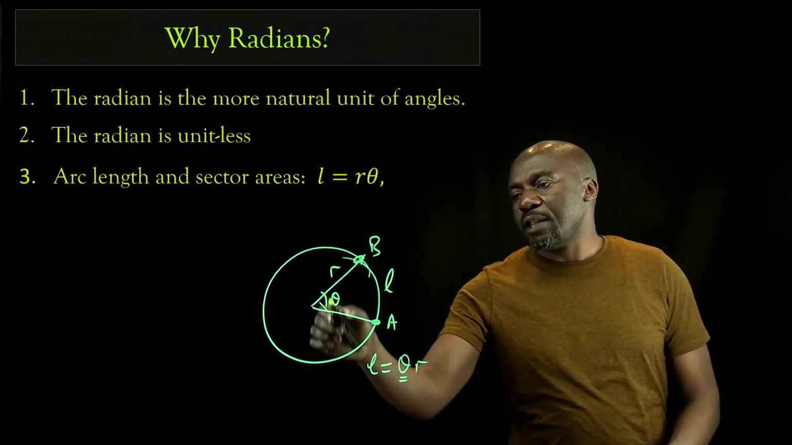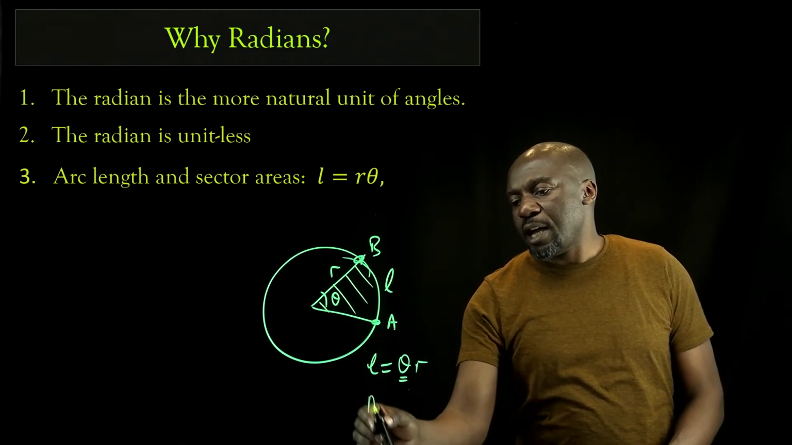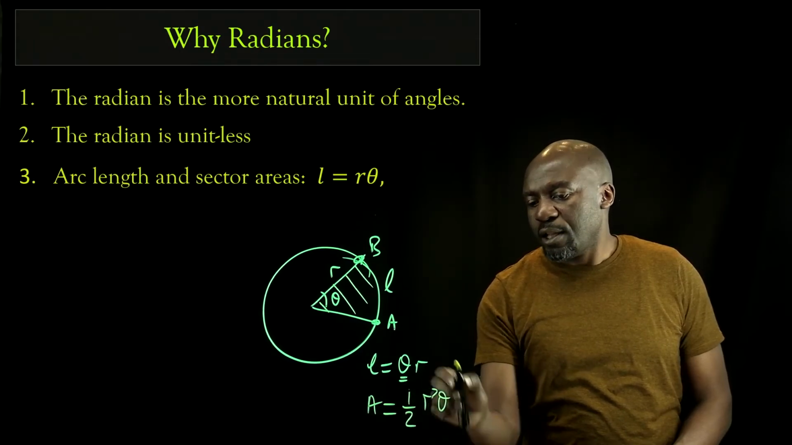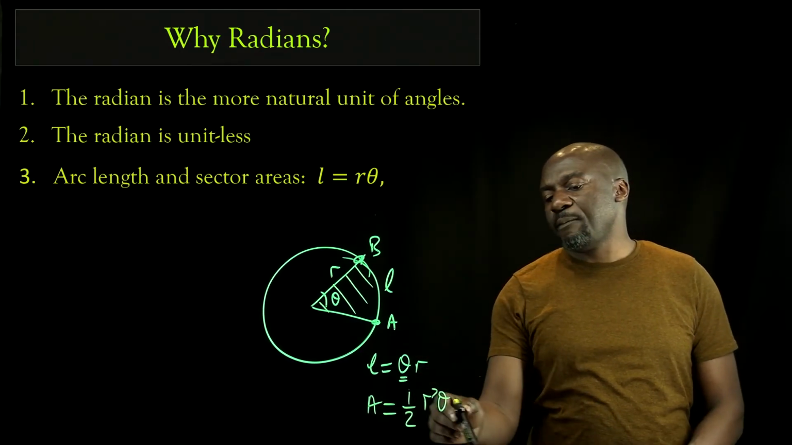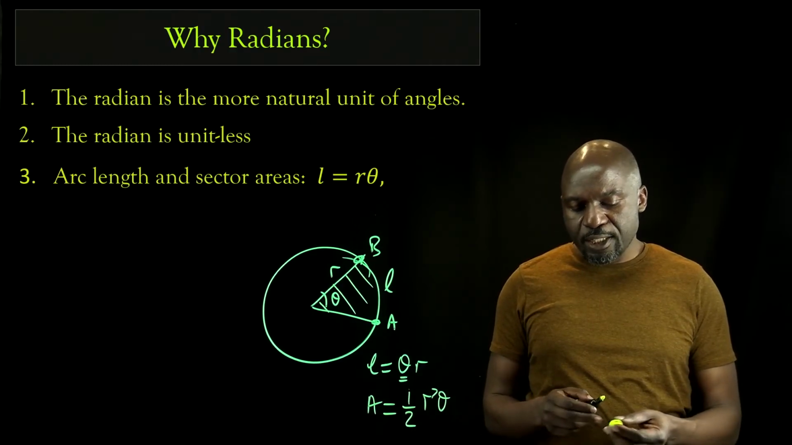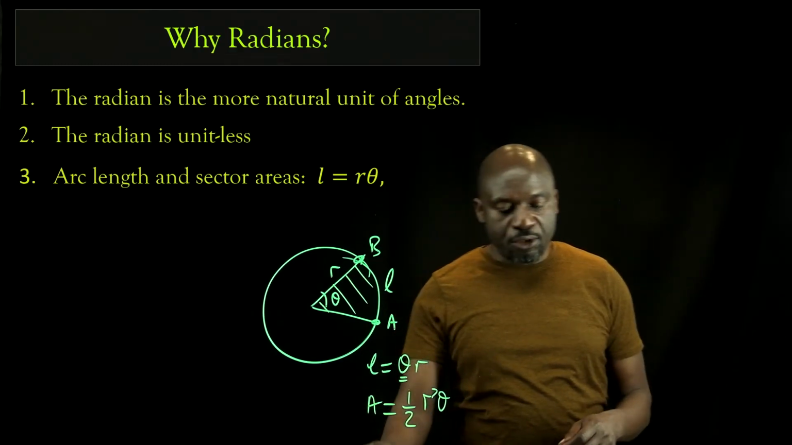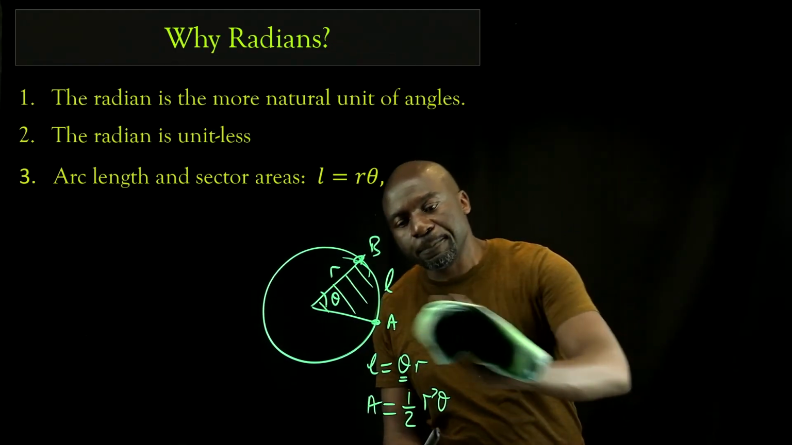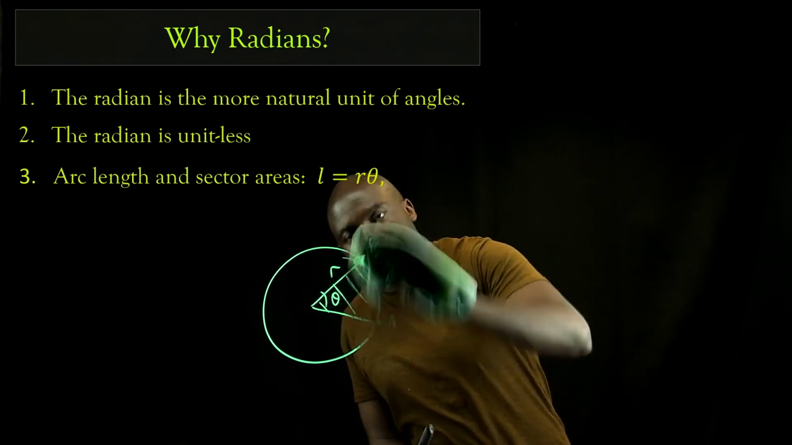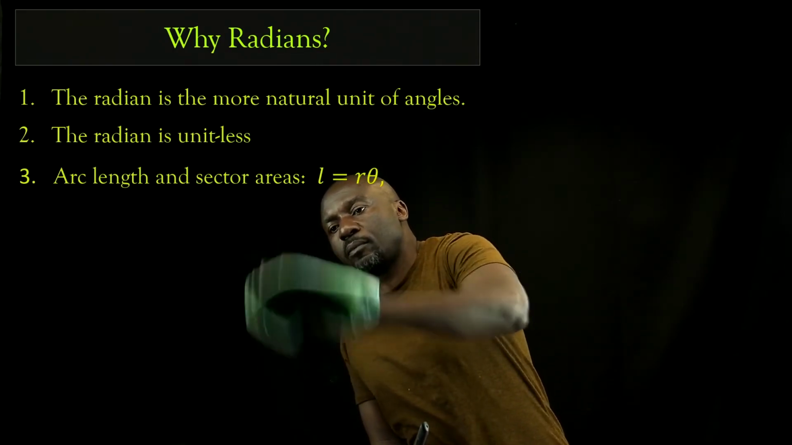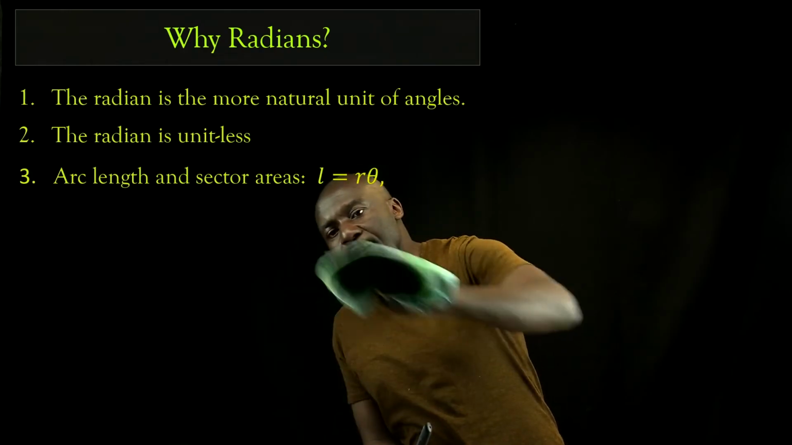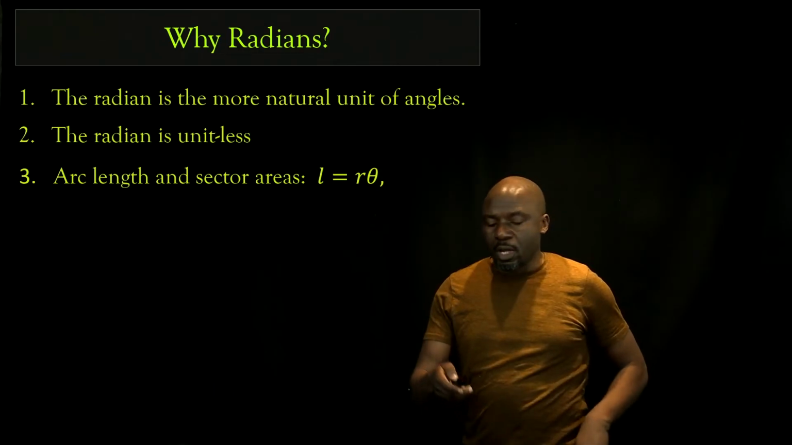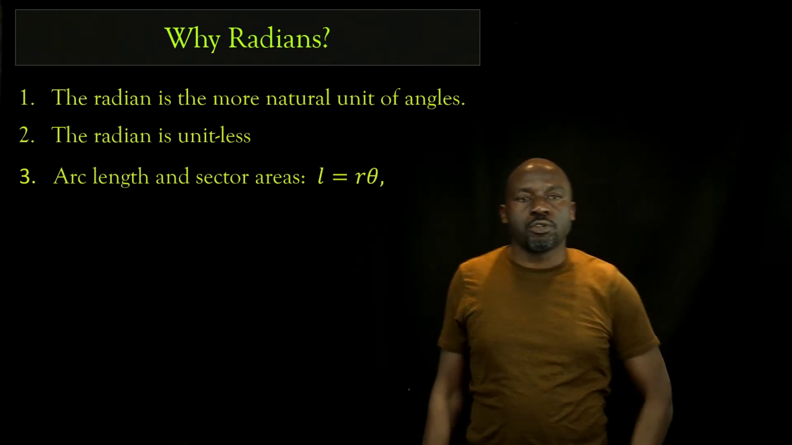Similarly, if we wanted to find the area of the sector, we know that the area of that sector is going to be 1 over 2 r squared theta, or theta r squared. Once again, this theta has to be measured in radians in order for this formula to hold true. So those formulas only work if the angle is measured in radians. Right. So that is a third reason why the radian is in fact a better unit to use for measuring angles as opposed to the degree.